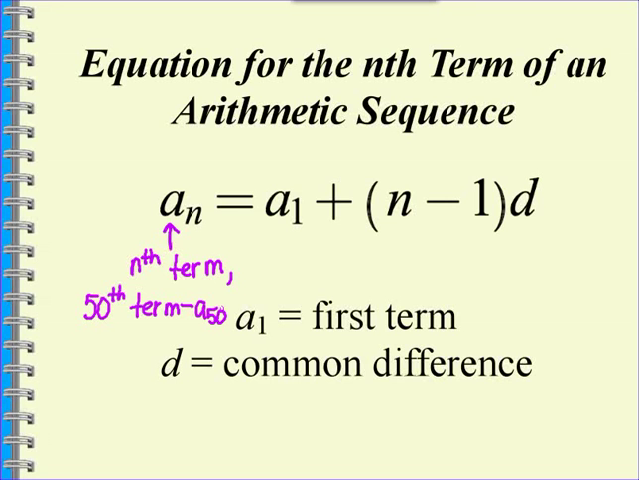N is the term you're trying to find. So if I had A sub 50, what would N be? 50. Those numbers always match. And then D is going to be your common difference. Now you're probably wondering, why on earth would you need a formula like this? Think about it. Do you want to write out 100 terms in a sequence? No. Probably not. So this is going to be a shortcut way.